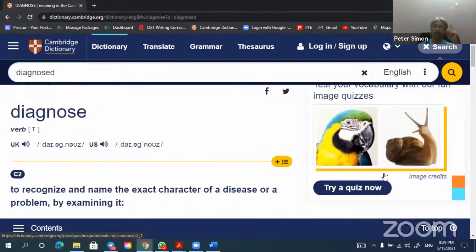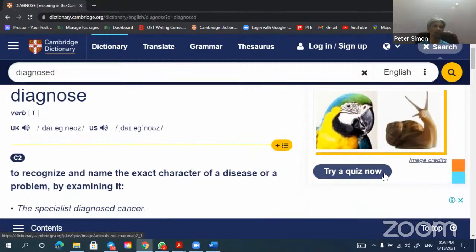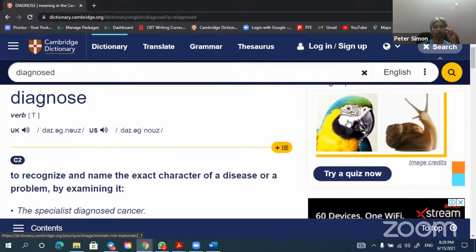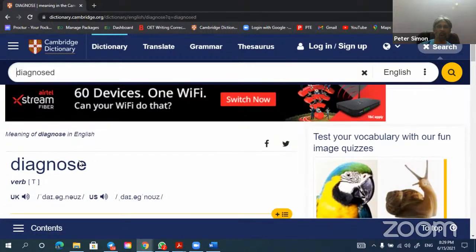Diagnose. It is a C2 word. Why don't you use this word? Use the word. To recognize and name the exact character of a disease or a problem by examining it. That is called diagnose. He is diagnosing the patient here. That is diagnose.